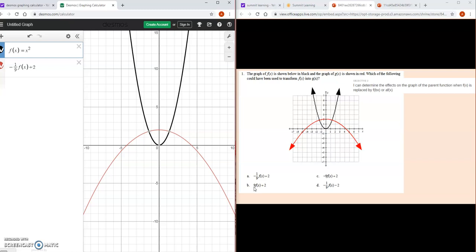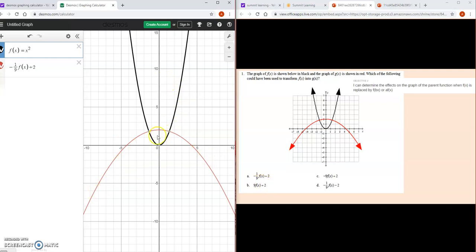Whenever you're multiplying, it is a stretch or compress. And whenever this multiplying is happening outside the parentheses, then that is vertical. It affects the y-axis or the y values. So this is outside the parentheses, so this is vertical. This is bigger than 1, so this is a vertical stretch. So that means if you have this as your parent function and you're vertically stretching it, it becomes narrow.